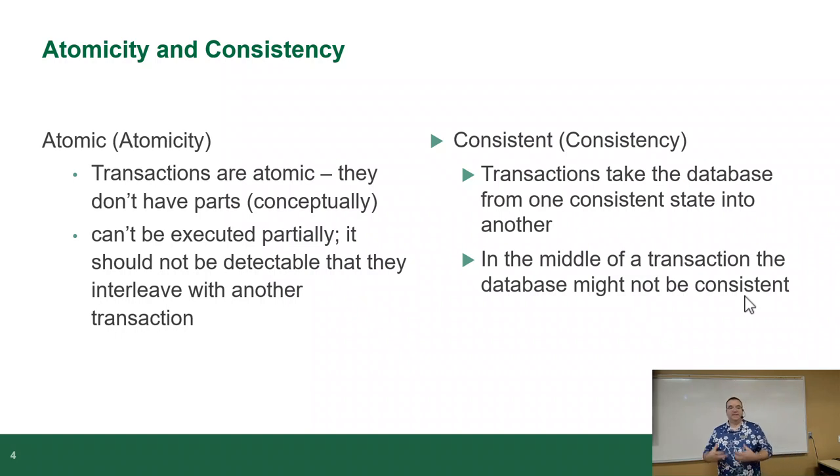Consistency. Consistency means a transaction will take the database from one consistent state to another. In the middle of the transaction, the database might not be consistent. In other words, if it fails, it should happen as if it never even happened. So again, back to the money transfer example. You have $100 in this account, $50 in this account. You transfer $50 from here to there. You had $150 when you started. You have $150 when you ended.